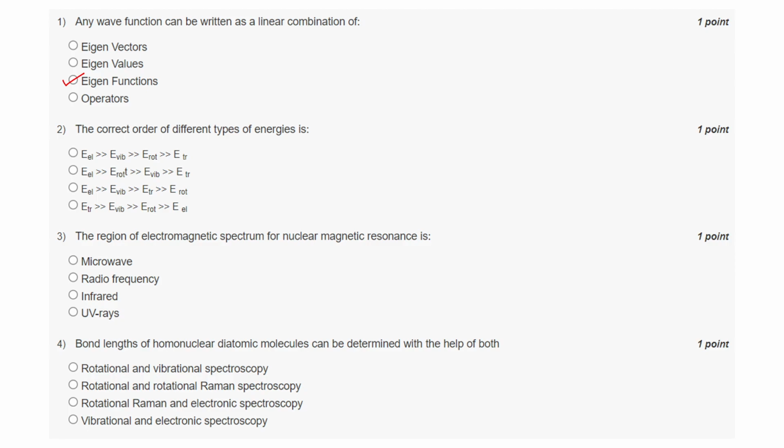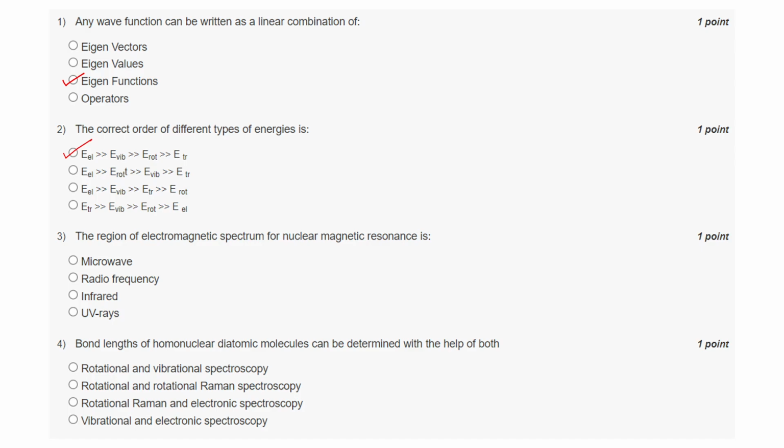Now, second, the correct order of different types of energies. I already discussed this, that the electronic levels have higher energy gap than the vibrational, than the rotational, and obviously then translational is there as a continuous source. So this is the right answer.